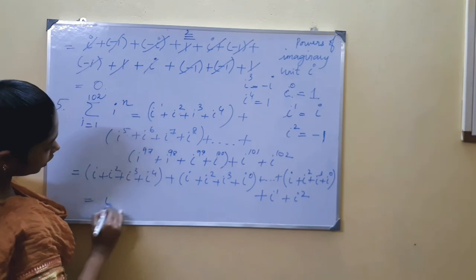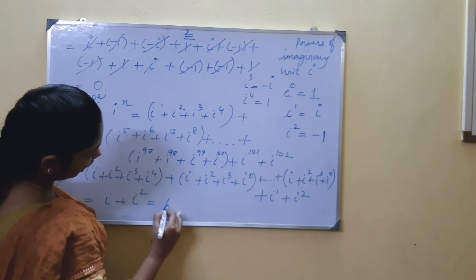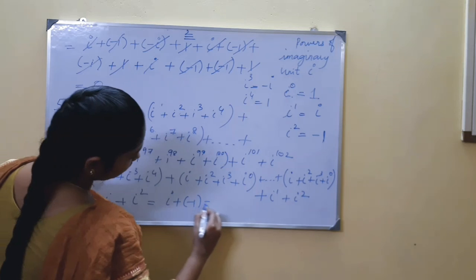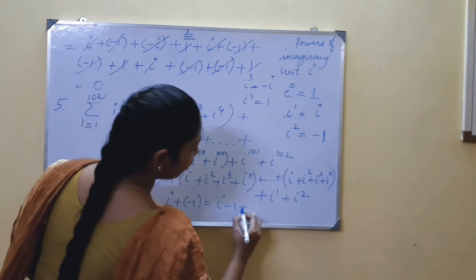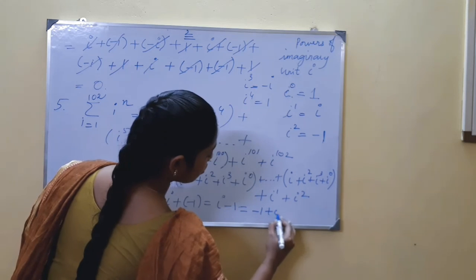I'm just computing over here: i plus i squared, i plus minus 1. This is i minus 1. Always write the number value first: minus 1 plus i.